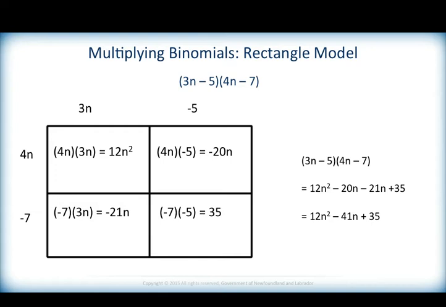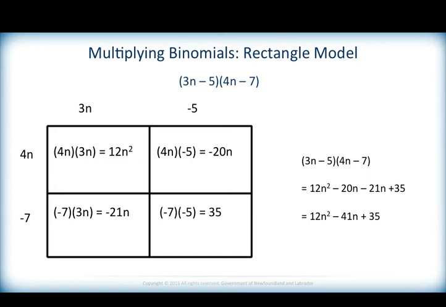So along the top and along the side, we're going to multiply. Starting off the top left-hand corner, 4n times 3n gives us 12n squared. 4n times negative 5 gives us negative 20n. Negative 7 times 3n equals negative 21n. Negative 7 times negative 5 equals positive 35.